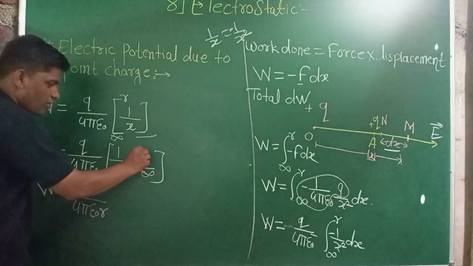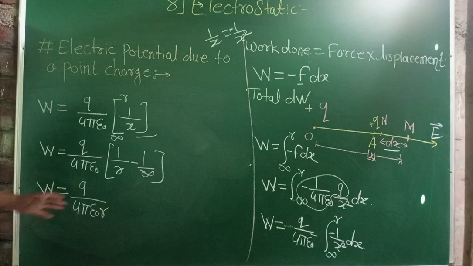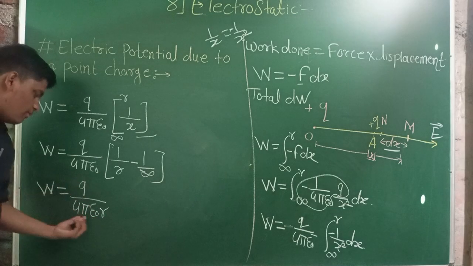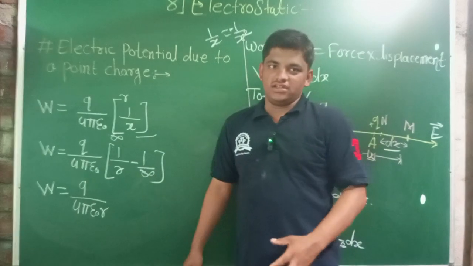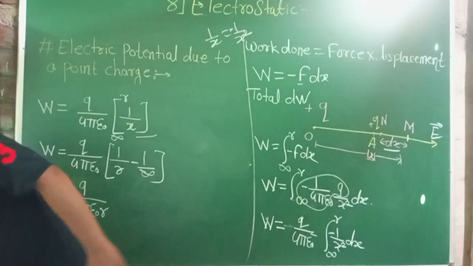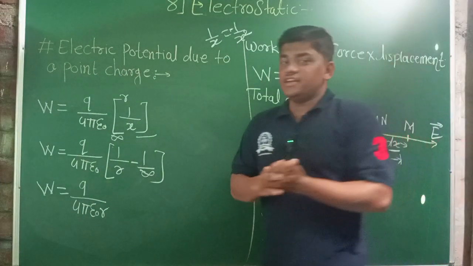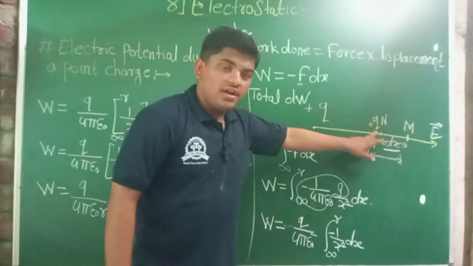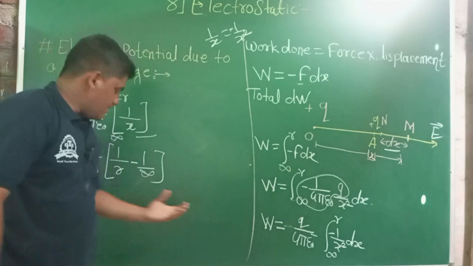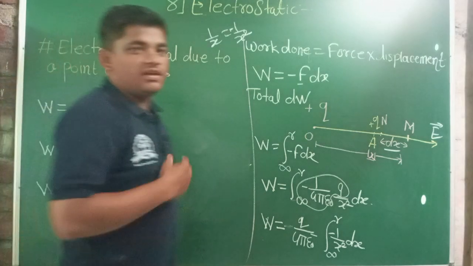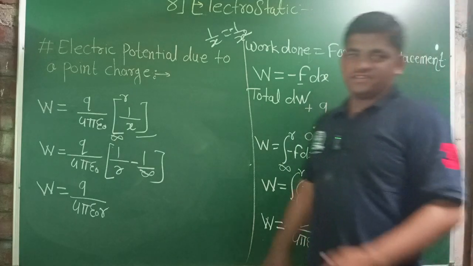Why did we take r? Because 1 upon infinity must be 0. Then we calculate the work done: q upon 4 pi epsilon 0 r. This is the work done, which means electric potential. Let us study the definition of electric potential. The electric potential is the work done by a unit charge brought from infinity to a point in the electric field, and this is that work done. It must be the electric potential, and this is due to the point charge plus q.